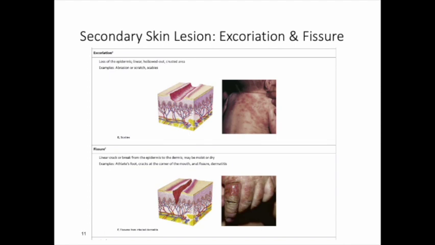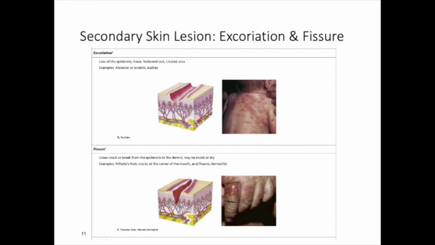And excoriation is also a secondary skin lesion, and this has to do when there's actual loss of the epidermal layer. Usually it's linear and hollowed out, and you may see even some crusted areas. So if you have any type of abrasion or a scratch, and this is an example too of scabies, could also be a form of excoriation.